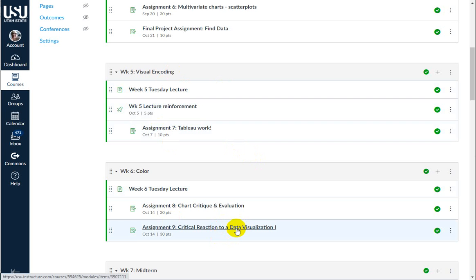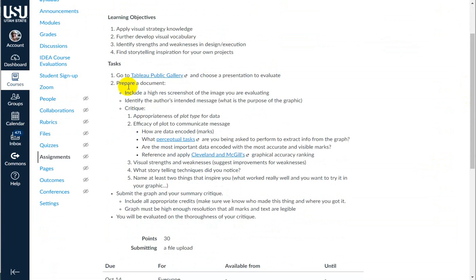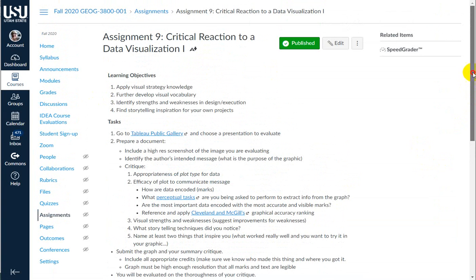And then the other one, I want you to find a data visualization and then write up a very brief but critical reaction to it. And I have specific questions that I want you to answer, and I'm very specific about what I'll be reading for. So it's an opportunity for you guys to go out there and be inspired by a couple of visualizations, things that you might want to model when you're working on your own final project.